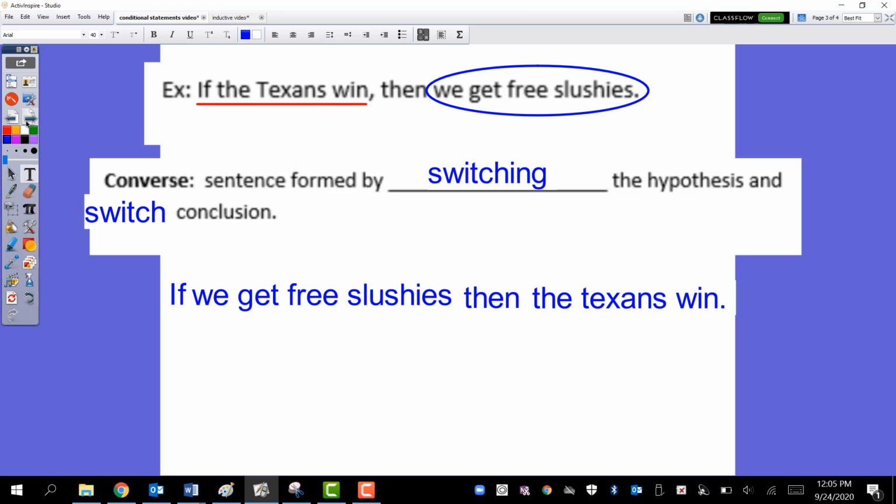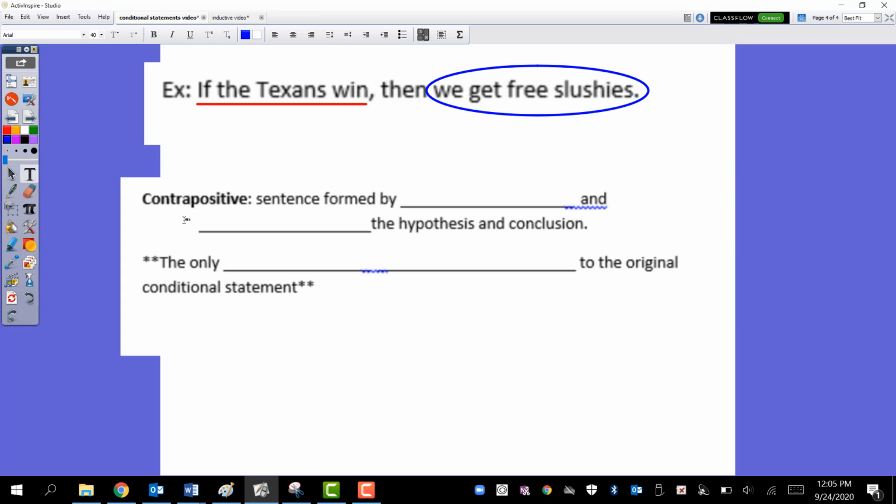Okay? And the last way that we can change it is by writing the contrapositive. So the contrapositive is formed by switching and negating. So you do both of the things that we just did in the inverse and the converse. You're doing them both at the same time now. Okay? And a side note, this is the only logical equivalent.